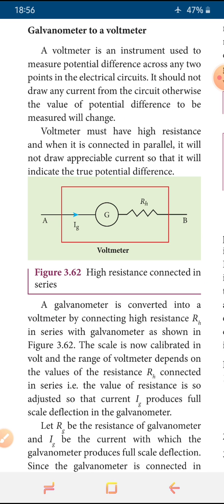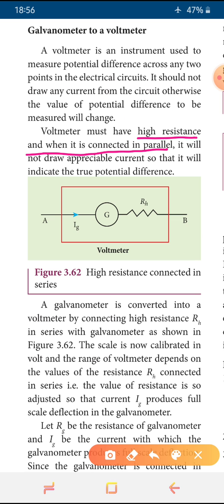And now here is the key point. This is what I told already. The voltmeter is always connected in parallel. Now the principle we are using here for galvanometer to voltmeter is a high resistance in series connection with the galvanometer. It gives the result of a voltmeter. And check this figure 3.62. This combination is called a voltmeter.